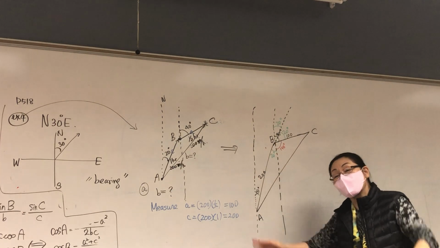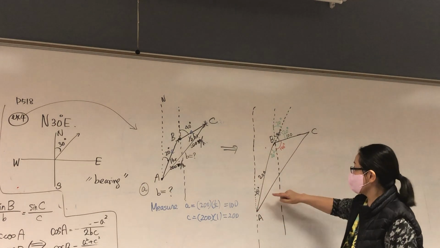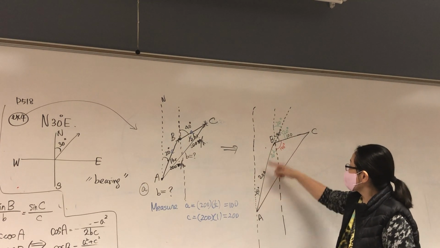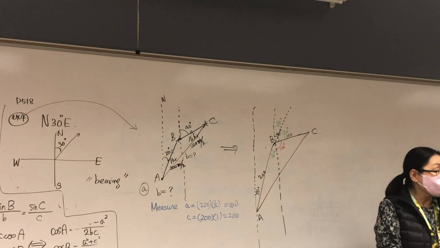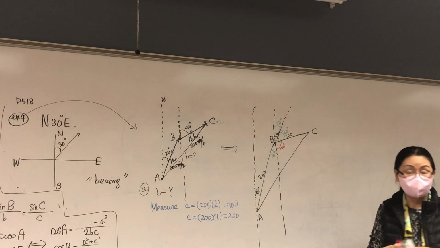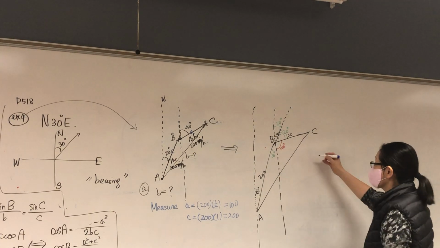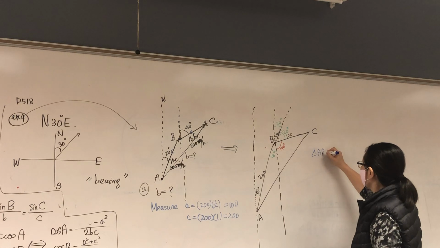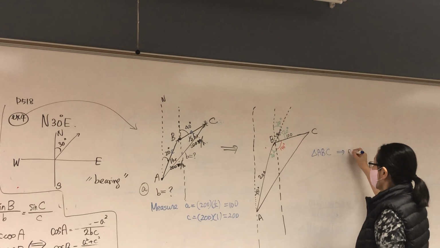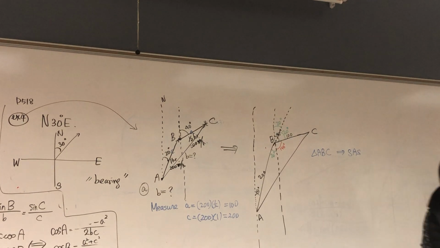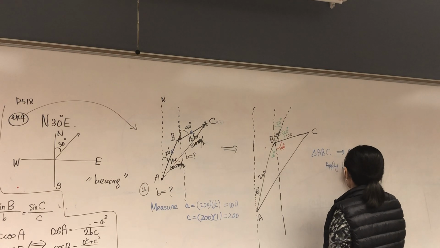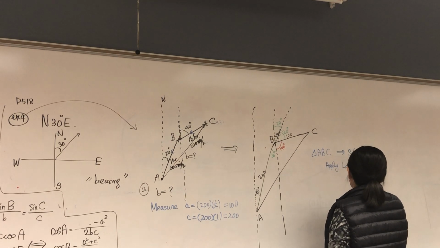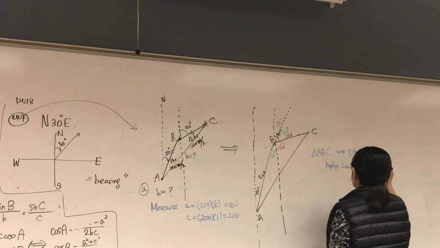See, now we have enough information. This is 200, this is 100, and this angle is 160, yes? So we don't need to worry anymore. So in triangle ABC, we have SAS form, am I right? Yes. So apply the law of cosine. Yes, how to?